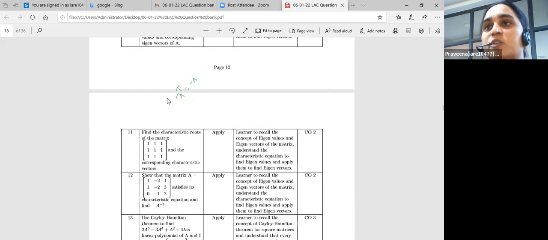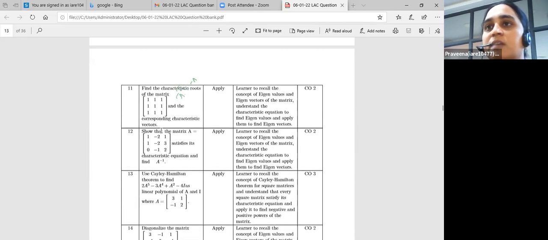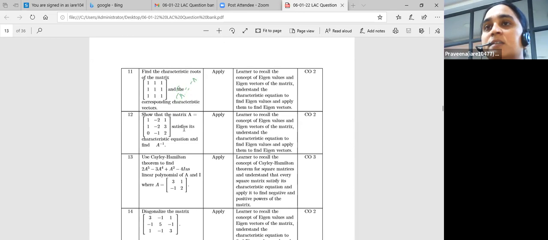Okay? For the 11th question, find the characteristic roots of the matrix and the corresponding characteristic vectors. Okay, another name for eigenvalues is characteristic roots, and characteristic vectors means eigenvectors. Same as eigenvalues and eigenvectors. That's the 11th question. And the 12th question: show that the matrix A equal to [1, -2, 1; 1, -2, 3; 0, -1, 2] satisfies its characteristic equation and find A inverse. Okay, what is the meaning of this question? Tell me, what procedure should we follow for this? Tell me, anyone.